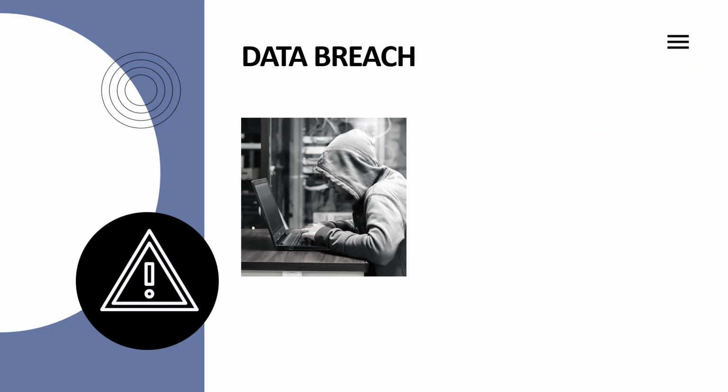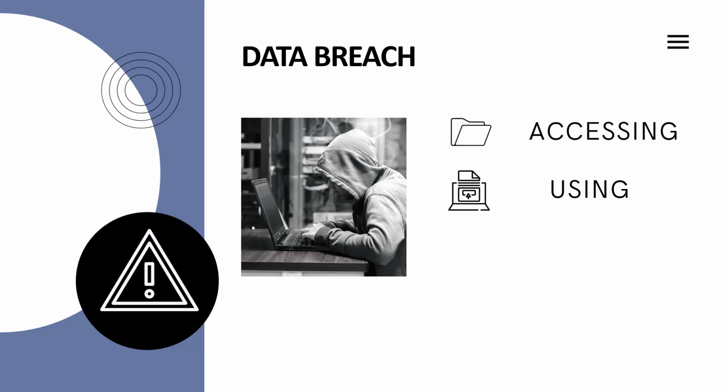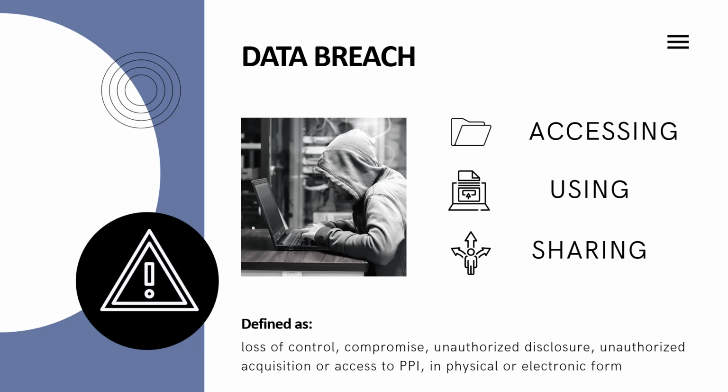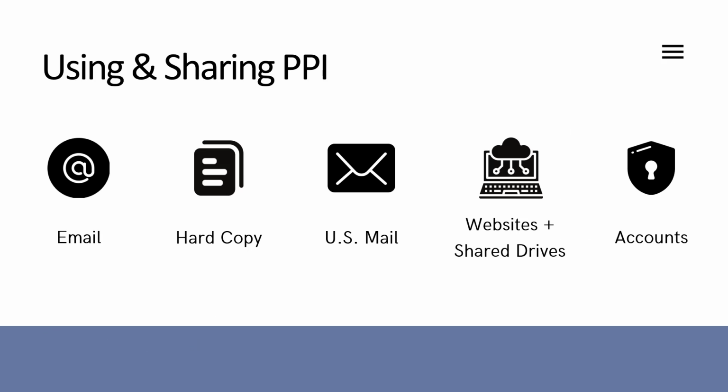So when many of us think of a data breach, this is what we picture. However, it's important to understand that a data breach could happen with you on your computer anytime you access, use, or share client data. A data breach is technically defined as a loss of control, compromise, unauthorized disclosure, unauthorized acquisition, or access to PPI in physical or electronic form.